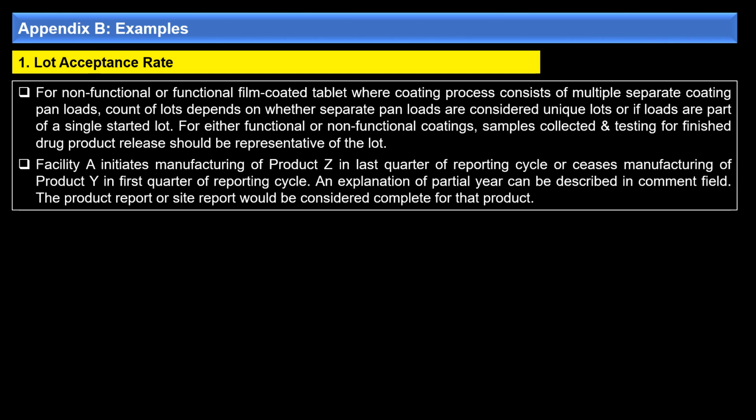Now, for example, if Facility A initiates manufacturing of product Z in the last quarter of the reporting cycle, or stops the manufacturing of product Y in the first quarter of the reporting cycle, an explanation of the partial year can be described in the comment field. The product report or site report would be considered complete for that product.